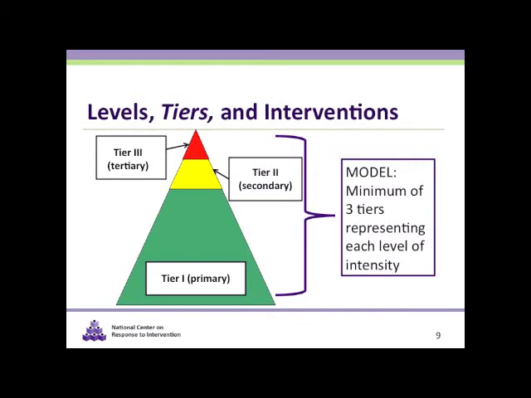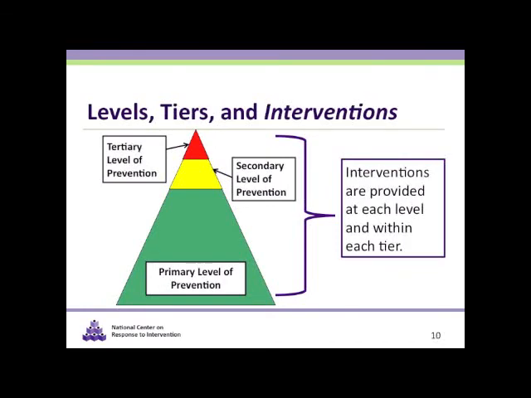The minimum tiers possible within a school or district's model is 3, with 1 tier representing each level of intensity. In choosing the number of tiers for the RTI model, practitioners should recognize that as the number of tiers increases, the complexity of the model also increases. In all models, all students receive instruction within the primary prevention level, the core curriculum, which is often synonymous with Tier 1. When we're thinking about the interventions, though, the interventions are provided within each level and within each tier.